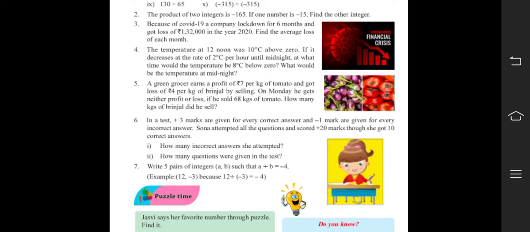And next, you have to find average loss of each month. Average loss of each month you have to find it.